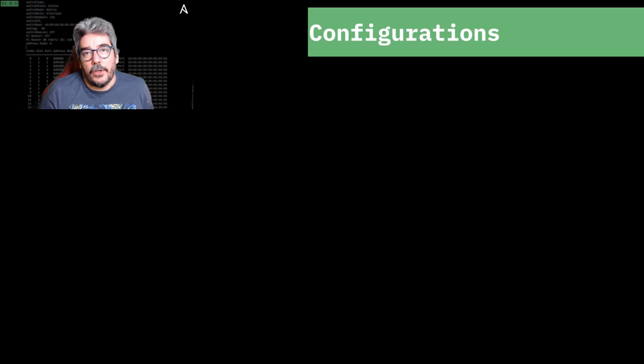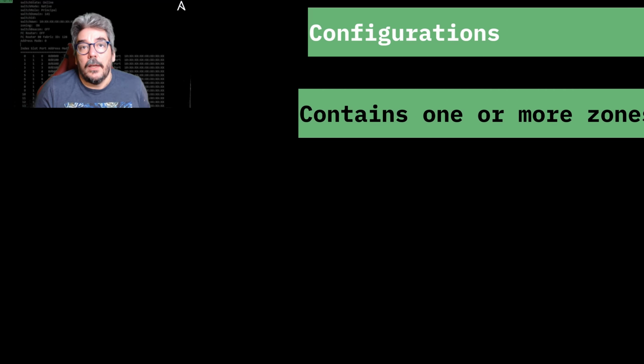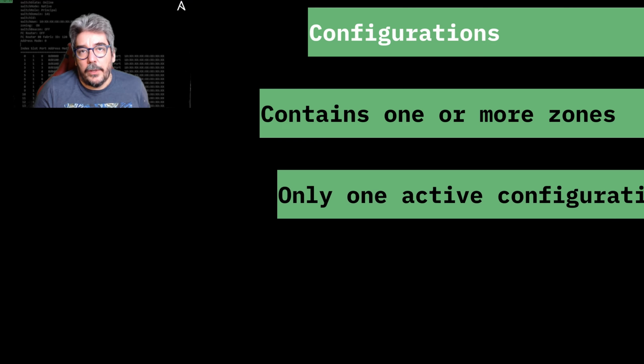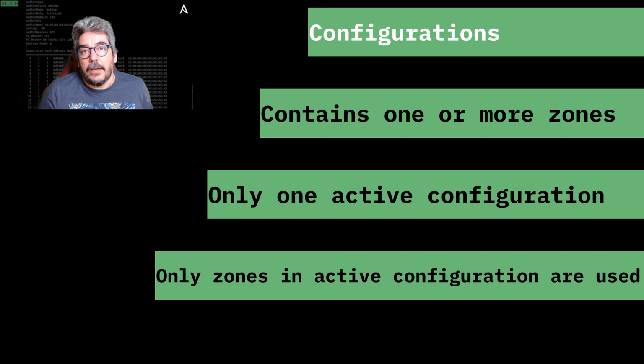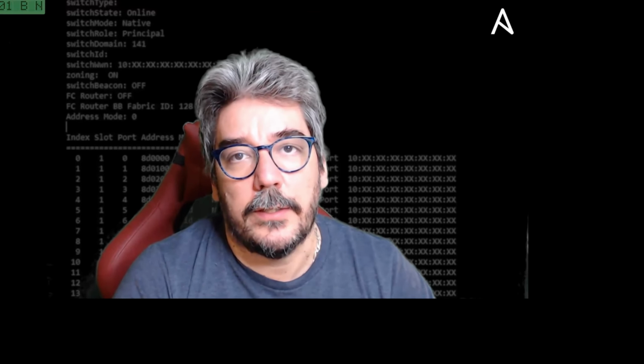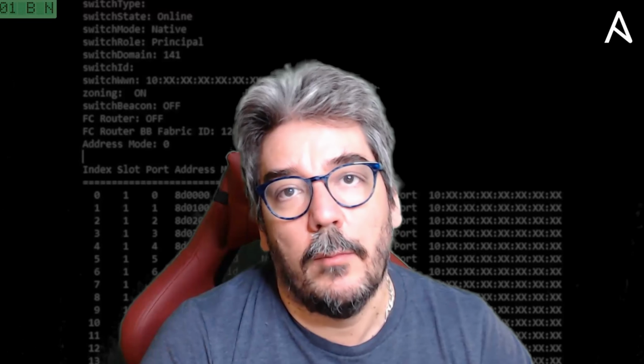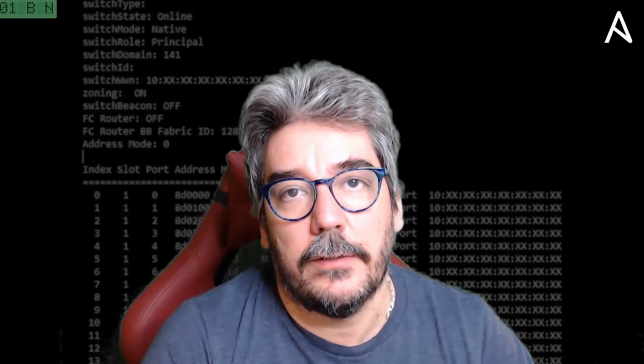The last type of object is a configuration. A configuration can contain one or more zones. There is only one active configuration at a time, and only zones in the active configuration are actually active and allow communication. For more information on Ansible and how to install Ansible, please see the video that is linked.